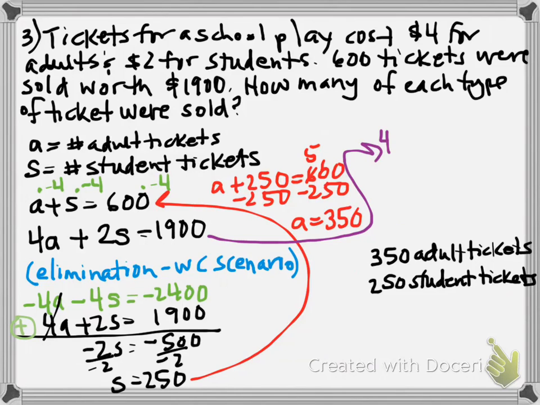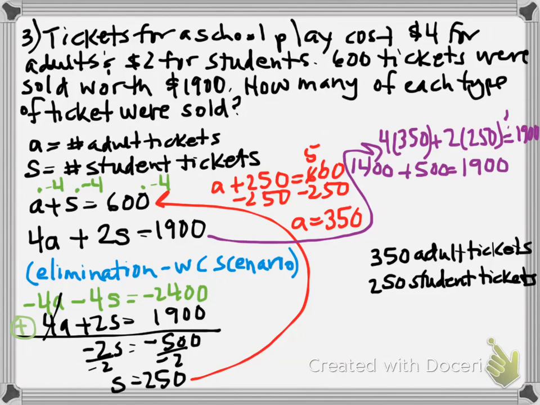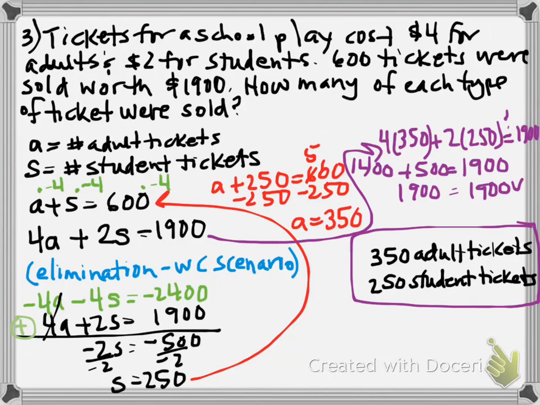So 4 times 350 plus 2 times the student tickets of 250. The question is, does that equal the 1900? Let's see what we get here. We get a 0, we get a 20, 12 and 2 is 14, so we get 1400 plus 500. And 1400 and 500 is 1900. And it matches, which says that answer looks pretty good.